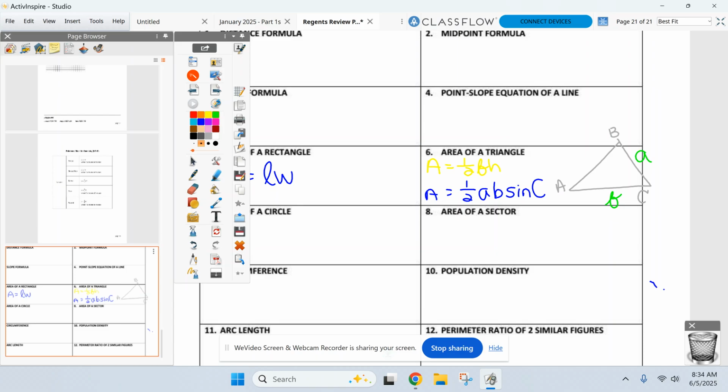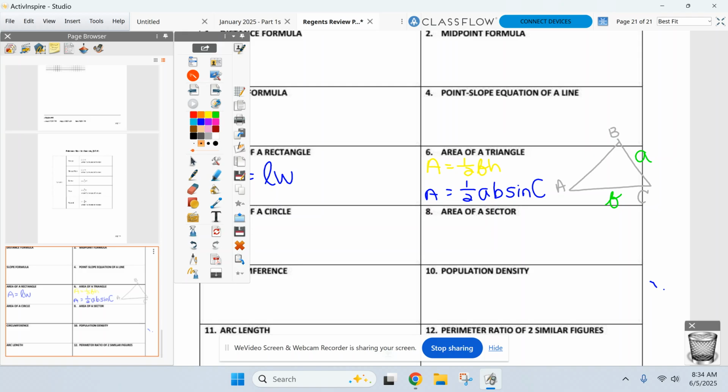Notice 1/2 base times height is not useful here because there is no height. So that's why we're given this one, where I can have two sides and the angle in between. It's got to be the angle in between. So 1/2 times two sides and then the sine of the angle in between those two sides. That is a new formula that they put into the new standards this year. So I'm assuming if they put it in there, they did it for a reason, to test you guys on Wednesday. So don't be shocked if that comes up.